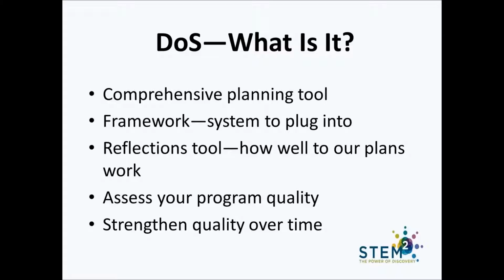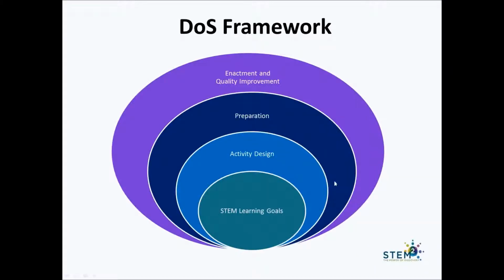Strengthening a program is always ongoing, but it probably takes 3 to 5 years to really systemically have it down so you can look at your program in such a way that you can effectively troubleshoot, if that's the word you'd like to use, when things aren't going exactly like you would like. So the DOS framework for the DOS Lite is really these 5 ovals. It begins with STEM learning goals, that you set your STEM learning goals by asking yourself, what is it we want kids to walk away with?